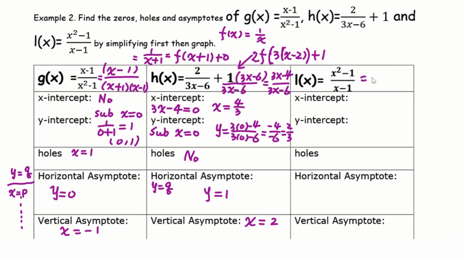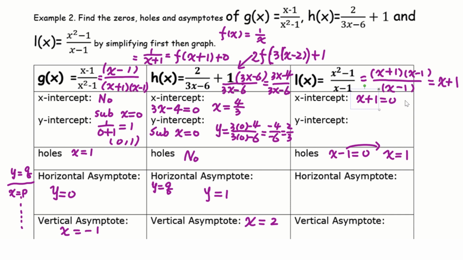And the last one, we are going to do the factoring. You will see we have a common factor x minus 1, we could cancel out. Then we have x plus 1, and x minus 1 cancelled out is your hole. So x minus 1 equals 0, this 0 is a hole. And the x-intercept is the numerator after simplified. Numerator equals 0, so x plus 1 equals 0. And solve it, we have x equals negative 1.